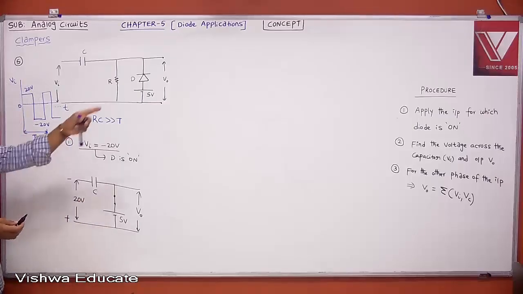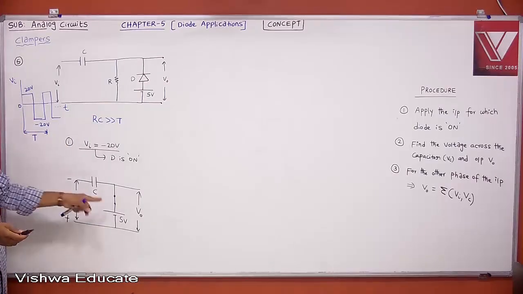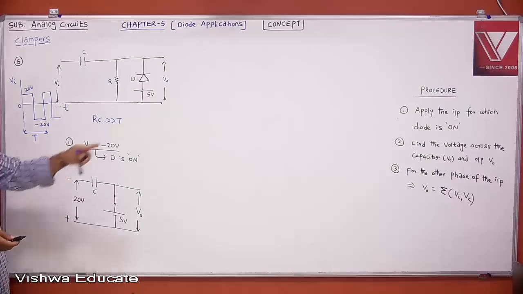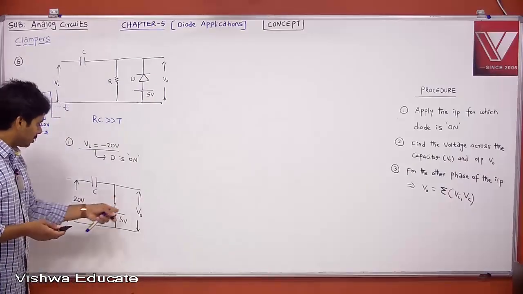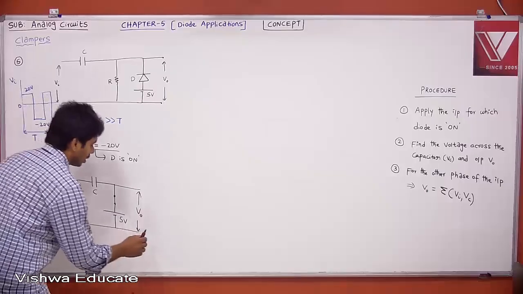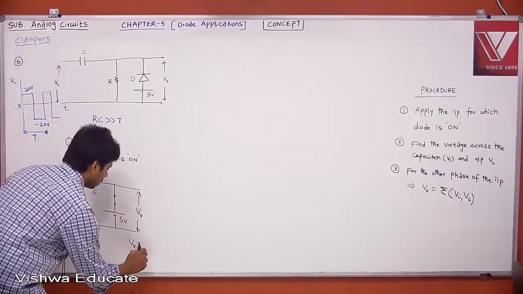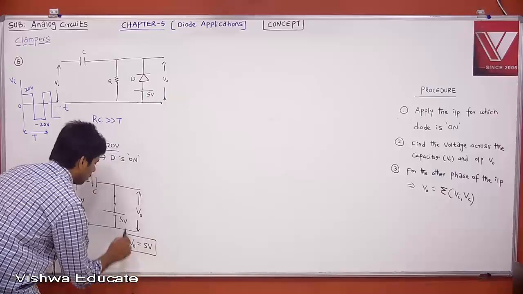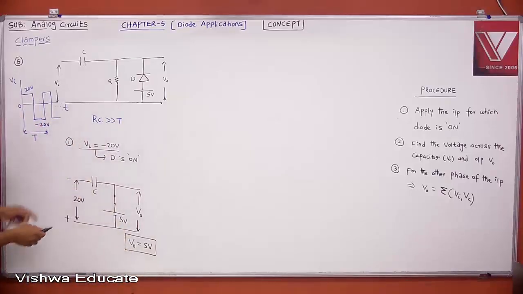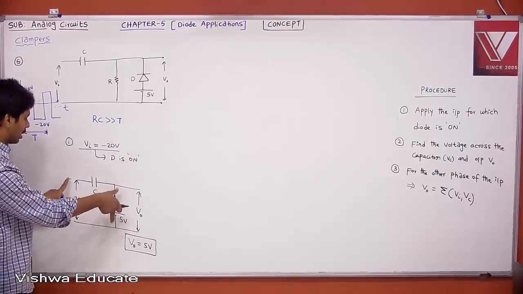Therefore, now apply the input for which the diode is on. Yes, the diode is on. What is the second step? Find the voltage across the capacitor and the output voltage. Output voltage is straightforward. What is the output voltage? Your V0 is equal to 5 volt. That is done. Now we need to find the voltage across the capacitor. Actually, there are two batteries.